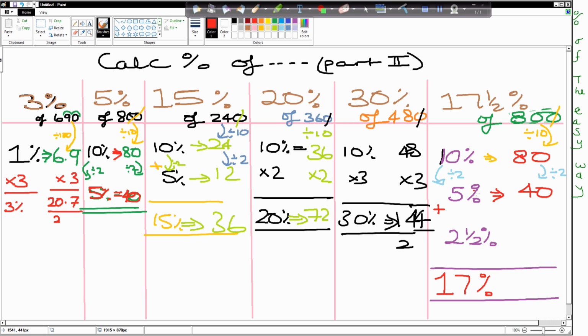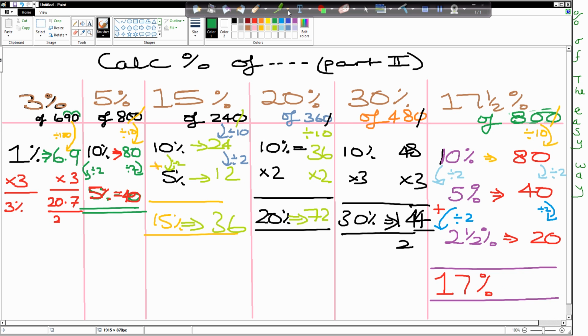Okay. Now, if you know what 5% is, and then you want 2.5%, what do you do? Divided by 2. So again, carry on, divided by 2. So 40 divided by 2 is equal to 20. Now what do we do to all of these numbers? Add them all up. 80 add 40 add 20 gives us 140.